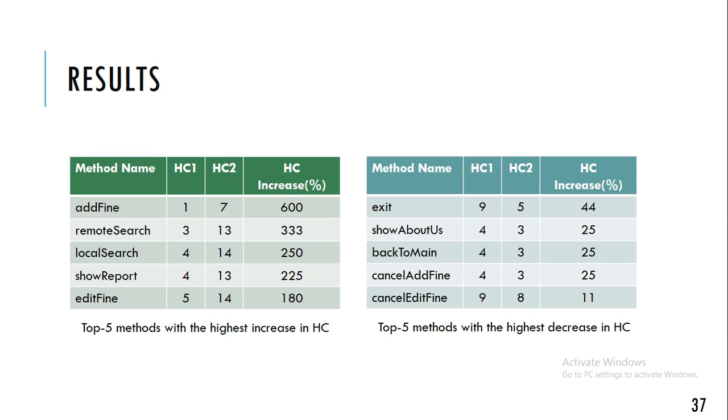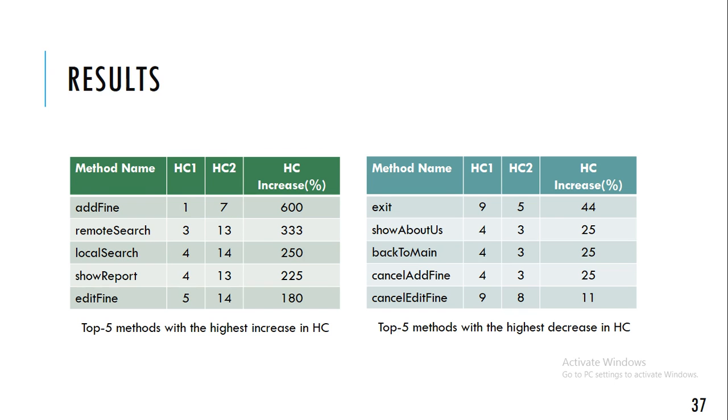In the left table, we see the top 5 methods that have the highest increase in HC, and in the right table, those with the highest decrease. This shows that the methods that are more complex have executed more in the refactored version compared to the original version, and methods that have less complexity are executed less when monkey testing is performed on the refactored version compared to the original version.